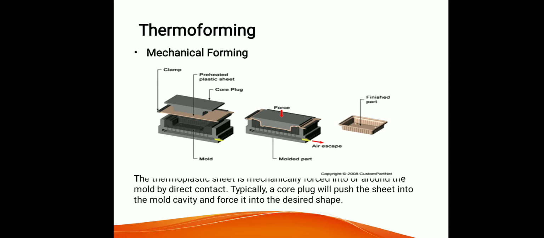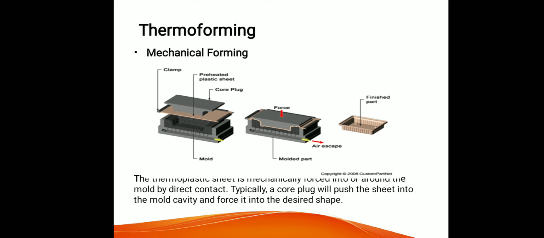Then third, that is mechanical forming. By mechanical force we can form the component or finished part. Here we can see there is a core plug above the preheated plastic sheet, and that core plug applies pressure on the plastic sheet, which falls into the mold cavity, and after cooling we can get our finished product.